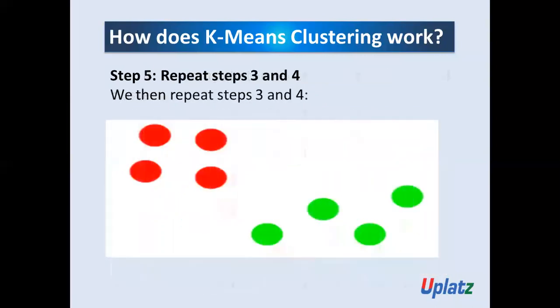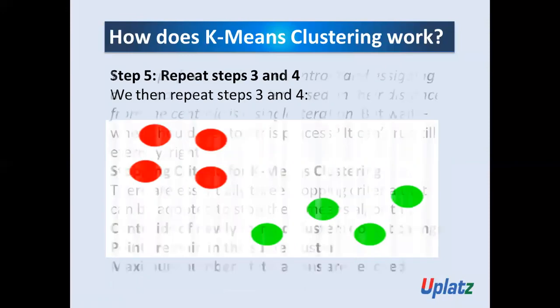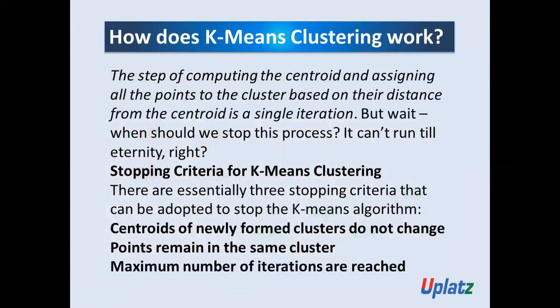So repeat steps 3 and 4, and then we will get this one, the 2 clusters. The step of computing the centroid and assigning all the points to the cluster based on their distance from the centroid is a single iteration. But wait, when should we stop this process?